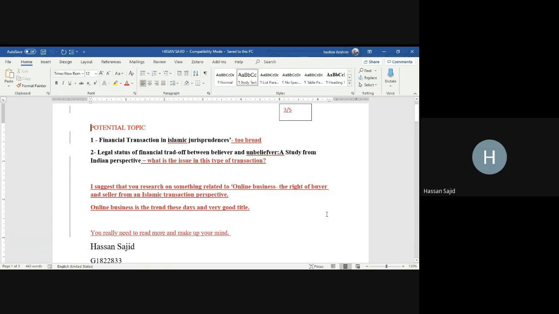But in online business there is no akad, and most of the time we pay and the items are yet to reach us. So is it something to do with buy on salam, things like that. So maybe you want either a legalistic perspective or an ethical perspective, because maybe there is something legal about online business but it's not ethical. So I would suggest you do research on online business.